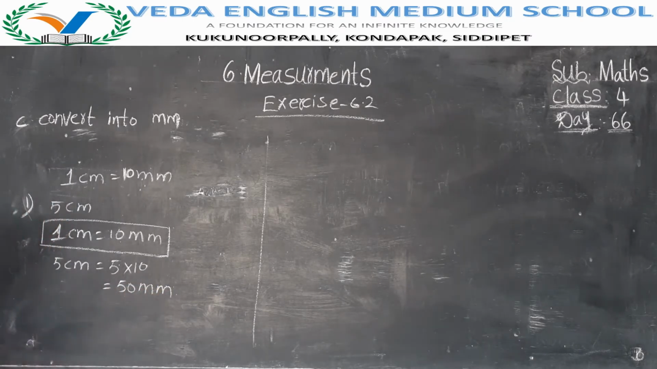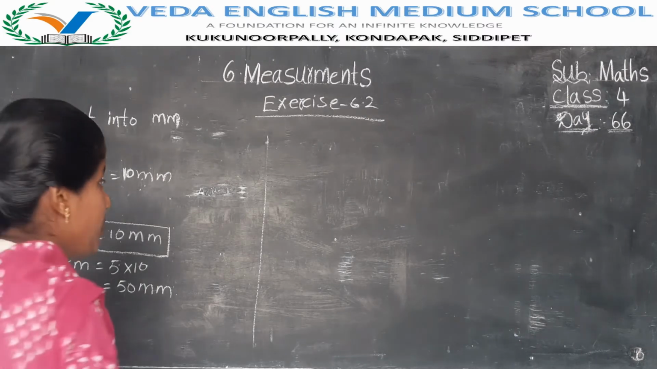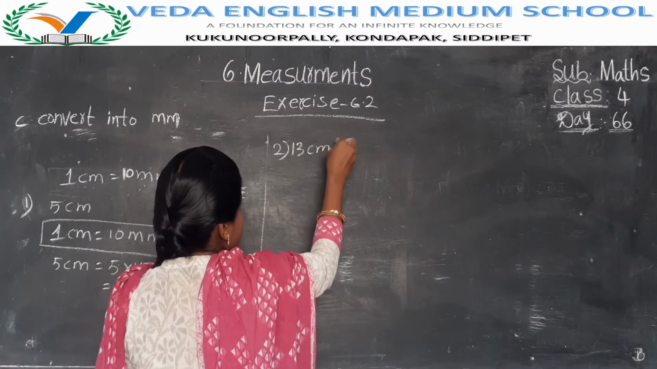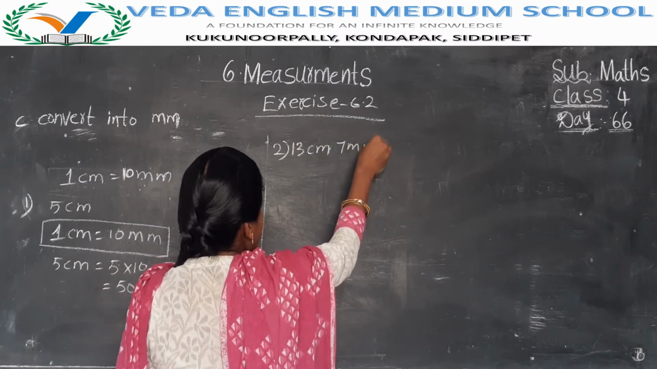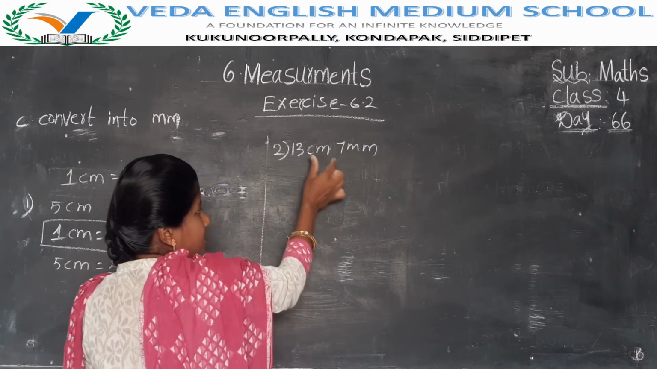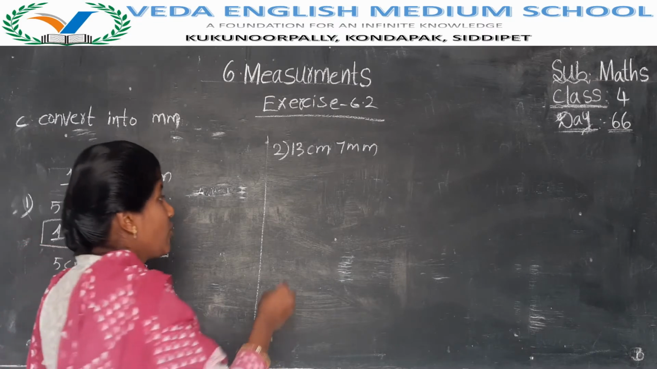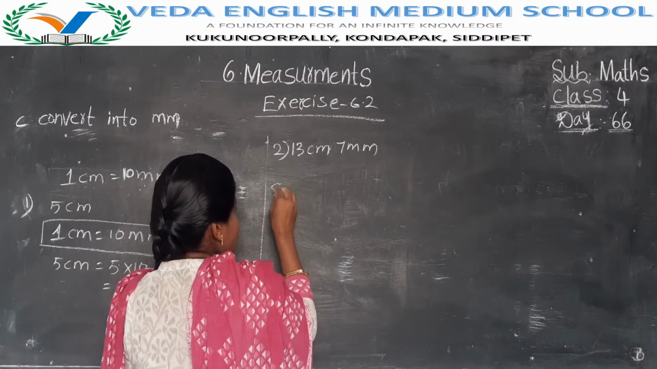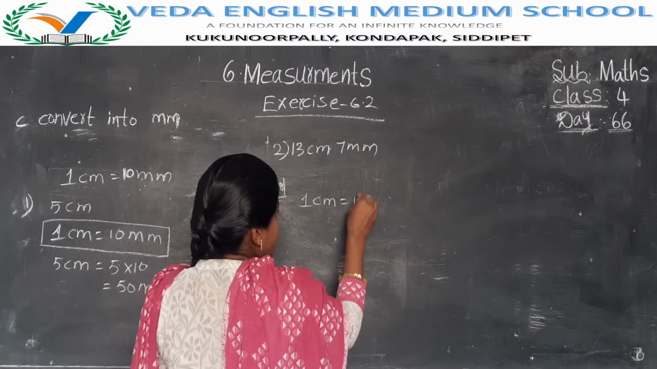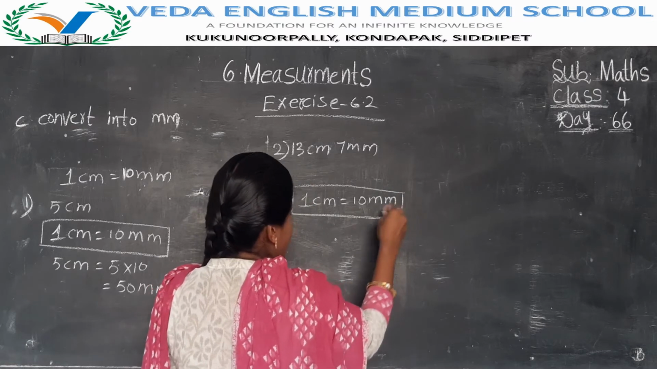Okay. Then second question, 13 centimeters 7 millimeters. Already they asked to convert into millimeters, so keep that millimeters as it is. Just convert the centimeters into millimeters. How? Like this. Solution: 1 centimeter is equal to 10 millimeters. Based on this, we have to convert 13 centimeters.